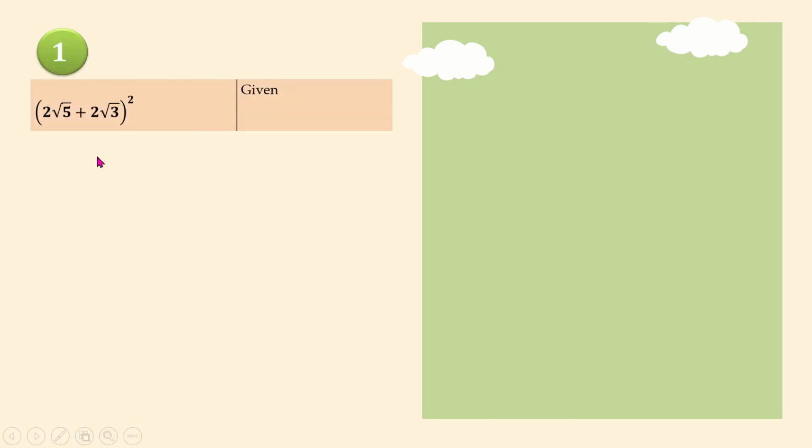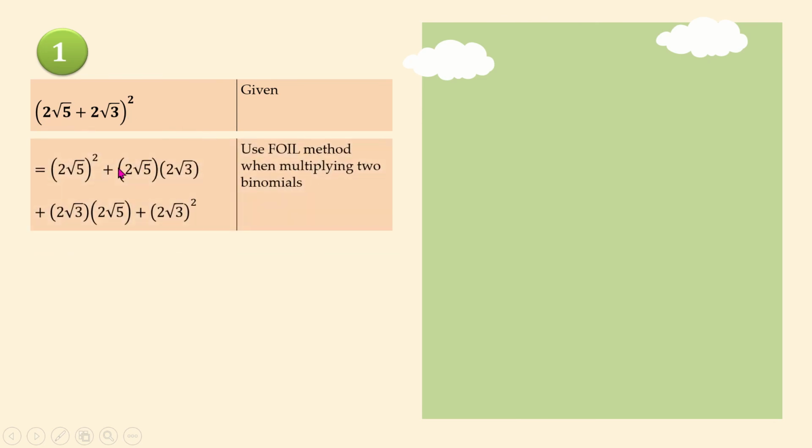Example 1. The square of the binomial 2 square root of 5 plus 2 square root of 3 is equal to, first, the square of the first term, 2 square root of 5. Then next, the outer: 2 square root of 5 times 2 square root of 3, the first term of the first binomial and the second term of the second binomial.